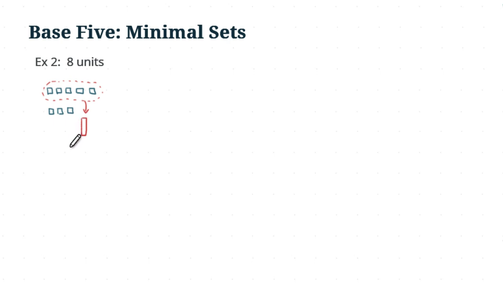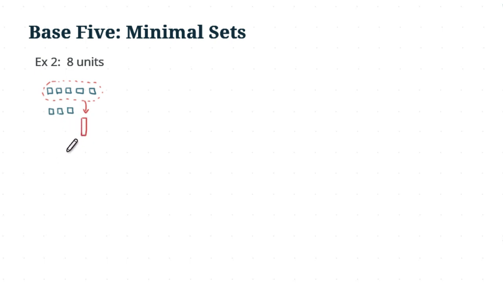So now what do we get? We have 1 long and 3 units left, right? We actually didn't touch those 3 units, but those 5 units are gone and we gain 1 long. So now there is no other way that we can represent 8 units with fewer than 4 pieces, so this would be the minimal set.